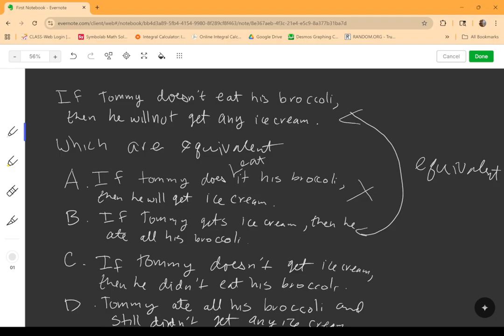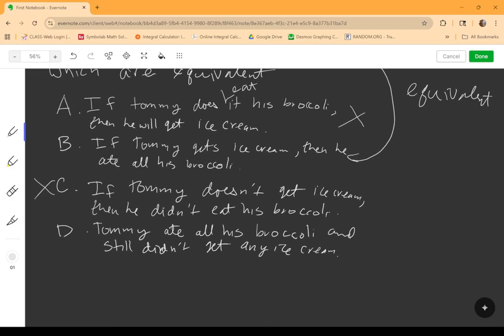So here, he might not have gotten ice cream, that promise might have been kept, but it could have been for other reasons. All right, so this is also not equivalent. And then Tommy ate all his broccoli and still didn't get any ice cream.